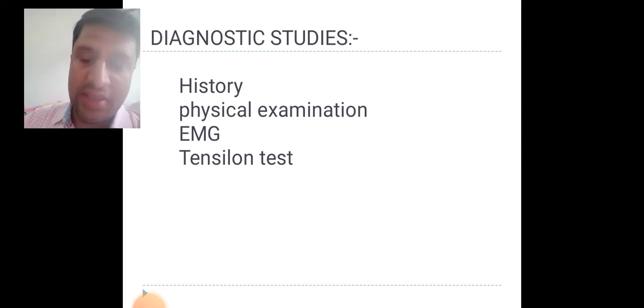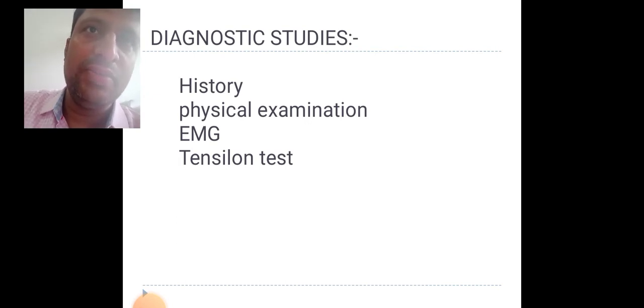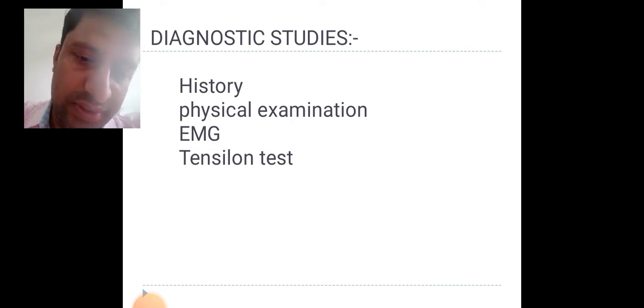So, in history, we will ask the patient about any exposure to any disease or infection in the past, like any respiratory illness, any surgery they have had, or severe exacerbation of any other disease. In physical examination, we will check the patient's muscle tone and the patient's neurological response.